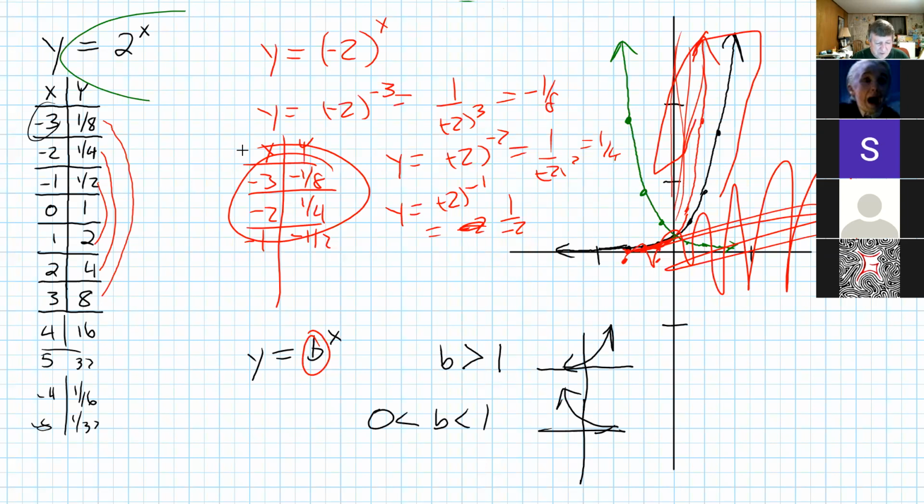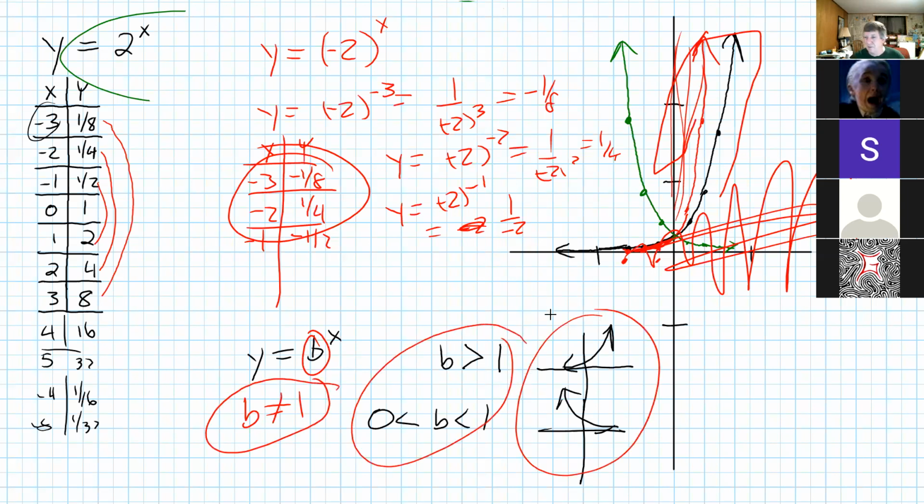Okay. Likewise, the base 1 to any power is just 1. So I should have said the base can't equal 1, because when it does, you just get a straight line. So between 0 and 1, it decreases. Greater than 1, it increases. If the base equals 1, you get a straight line, which doesn't fit the pattern of an exponential function. So we've got this restriction on it, and these conditions produce these kinds of graphs.